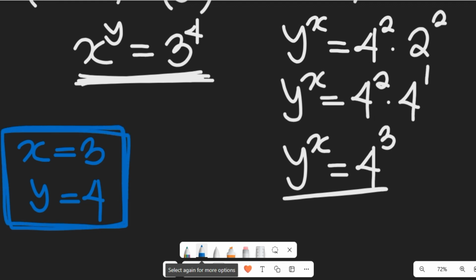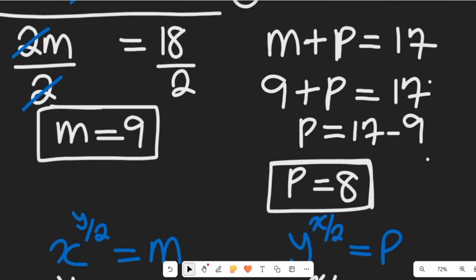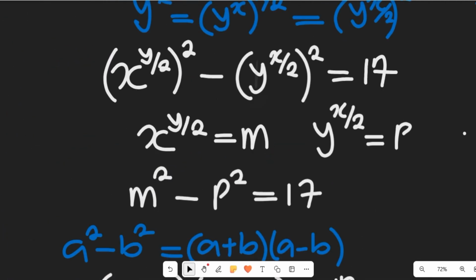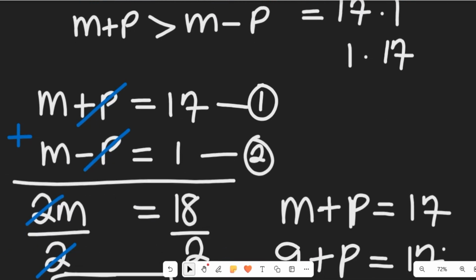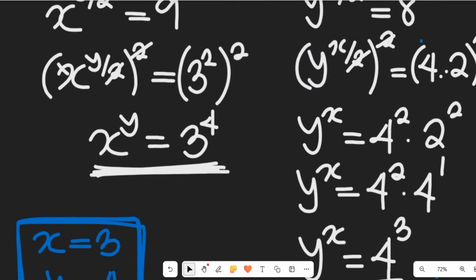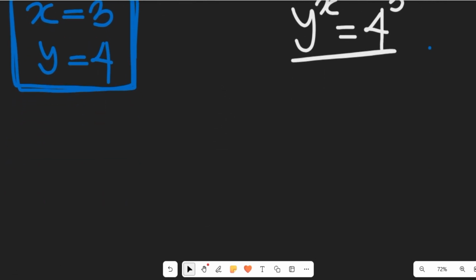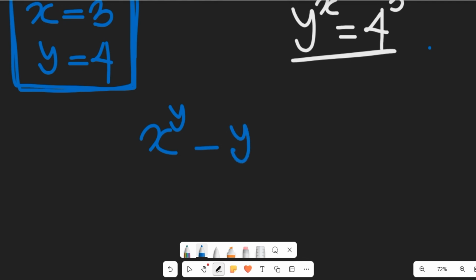You gree abi you no gree? If you no gree, okay, make we check say the answer dey correct. Wetin be our original question wey dem give us? The original question wey dem give us na x to the power of y minus y to the power of x dey equal to 17. So make we put the value of x and y into those two equations. If we put the value of x and y into that two equations, remember we say x to the power of y minus y to the power of x dey equal to 17. Now, make we put the value of x and y.